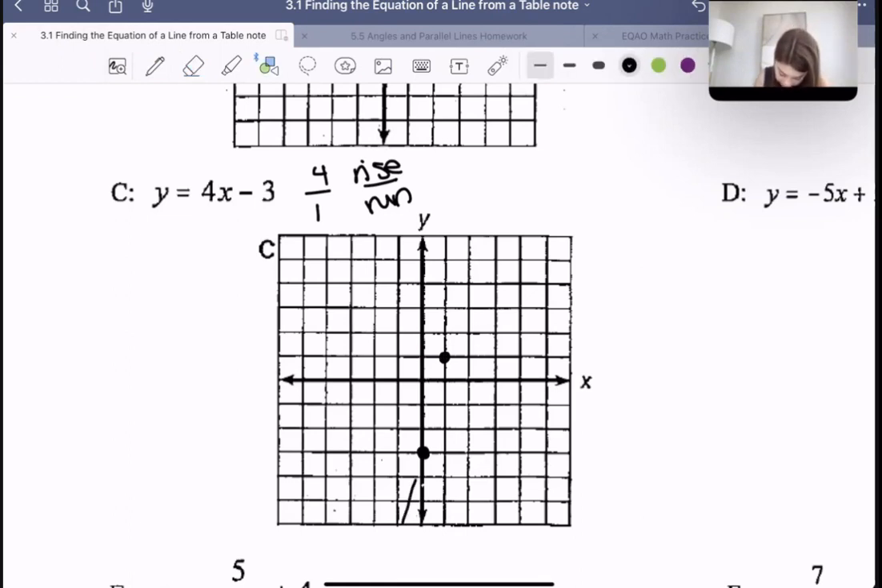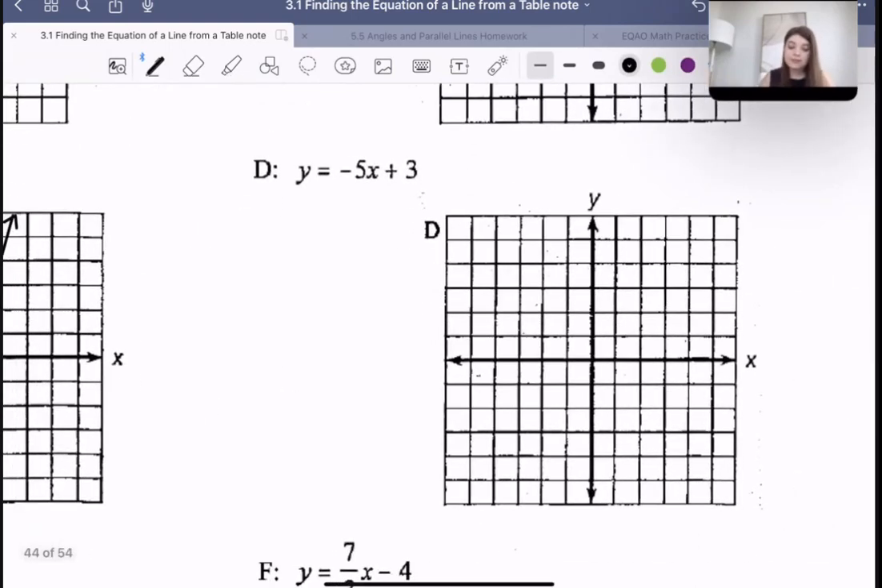Okay. And then let's draw that line. Oh, let's make sure we get both points on that line. Yep, there we go. That's good. Awesome. Okay, let's do D next.